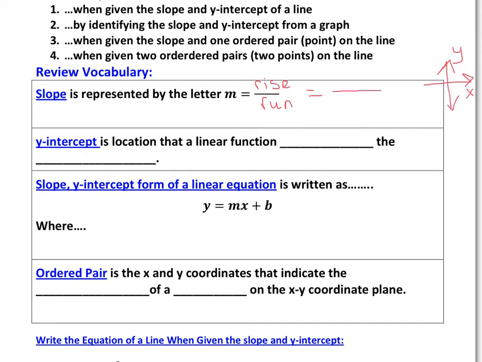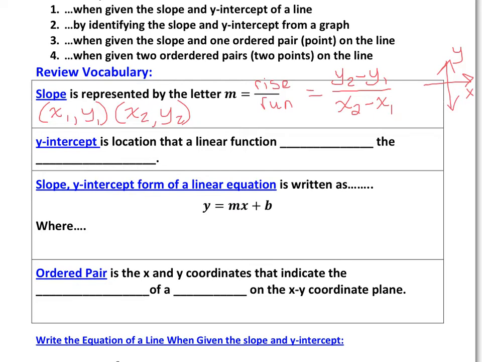So let's also write that. If you have 2 ordered pairs, we can say that the rise is the difference between the y coordinates, and the run is the difference between the x coordinates. And of course that would be given we have x1 comma y1 and x2 comma y2. We have 2 points.